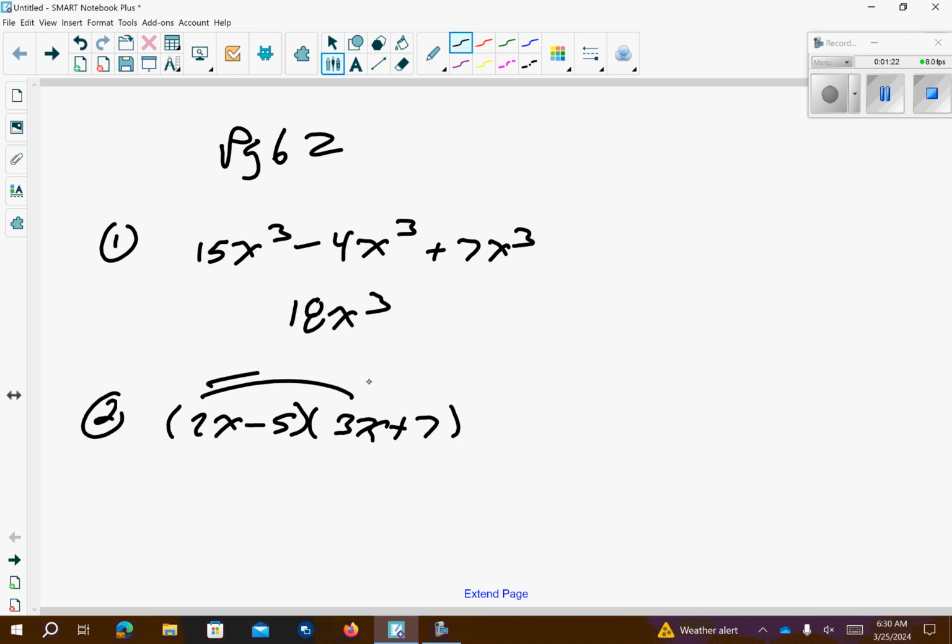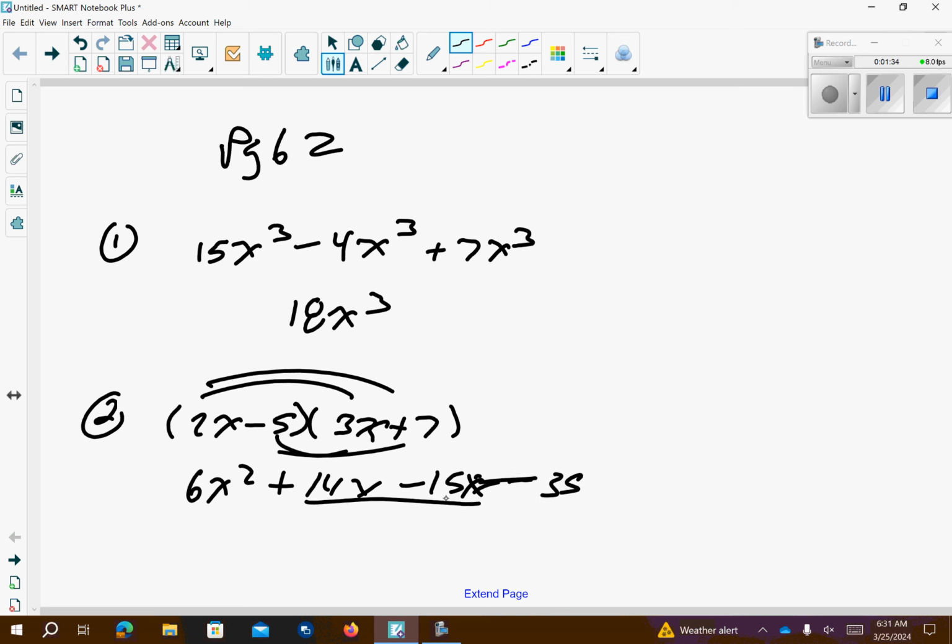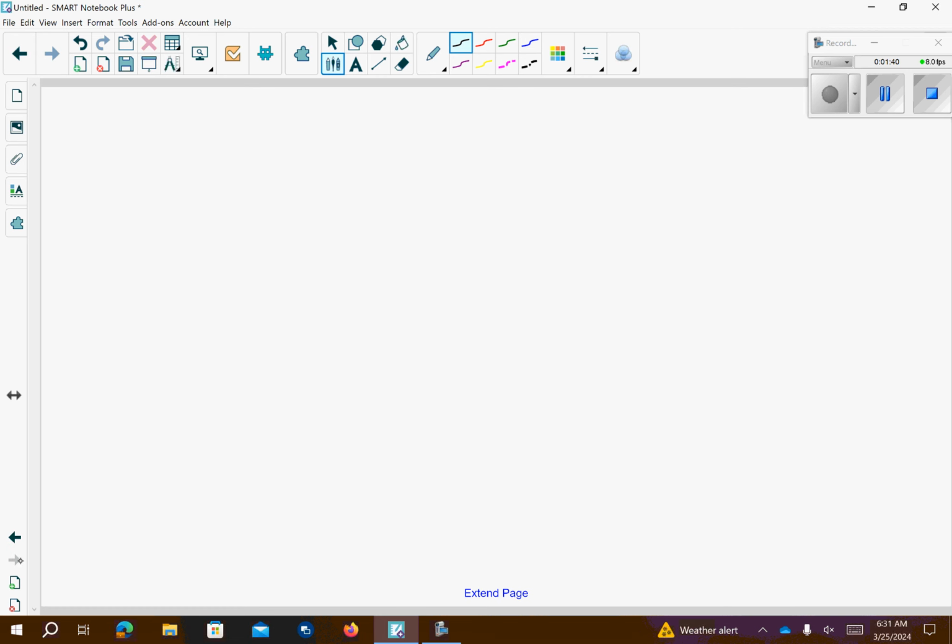Okay, so multiply, double distribute, so that's going to give me 6x squared plus 14x. Double distribute down here, so I'm going to get negative 15x minus 35. And then we'll combine like terms, so I get 6x squared minus x minus 35. And again, let's not worry about naming them. You won't be asked to do that on the test.